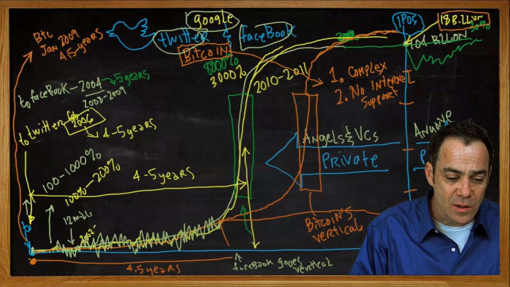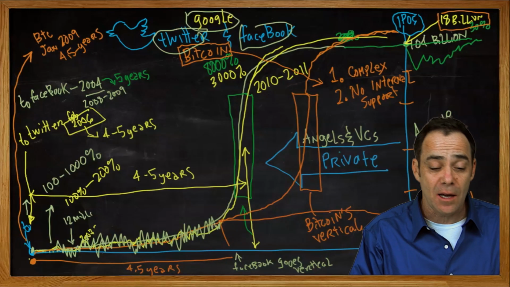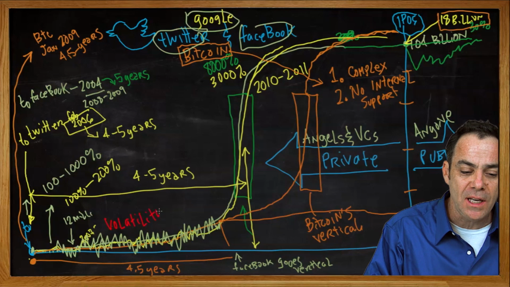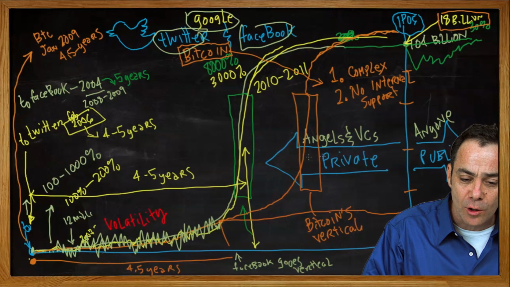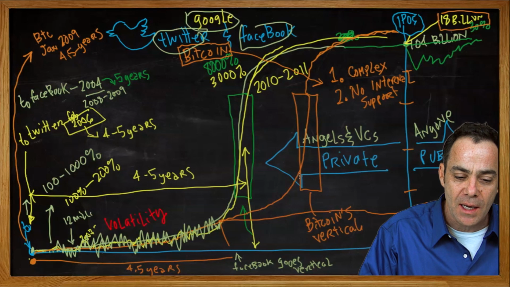So, what this crazy up and down is, this insane madness that exists here, especially at the beginning of any company, is referred to as volatility, right? And that's one of the biggest critiques you hear about Bitcoin. It's insanely volatile.